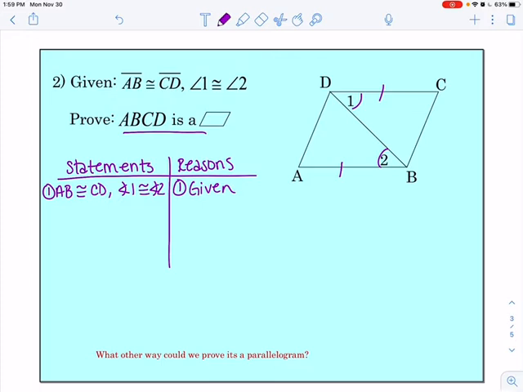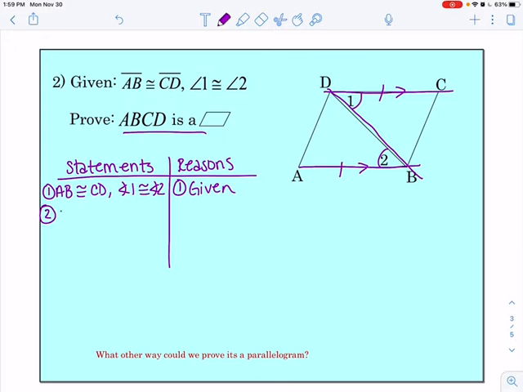There are a ton of different ways to prove this. I'm going to do the easiest way. It might not be the most obvious, but it's the easiest. If angle 1 is congruent to angle 2, these would be parallel lines cut by a transversal, and those are alternate interior angles. So if the alternate interior angles are congruent, that's going to mean that DC is parallel to AB. So in one step, I can show that I have a parallelogram. We're going to say that they're parallel, and then it's going to be a parallelogram because I have one pair of opposite sides that is both congruent and parallel.